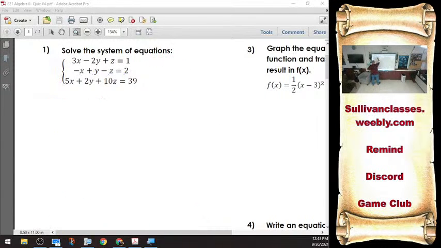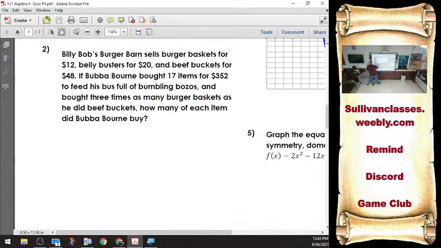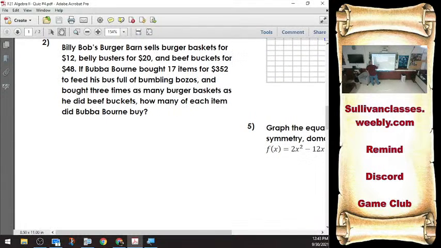I'm actually going to scroll straight down. Who here's a literary buff? We call this alliteration. And this is what happens when Sullivan can't find a word problem that he likes in the books. Billy Bob's Burger Barn sells burger baskets for $12, Belly Busters for $20, beef buckets for $48. If Bubba Bourne bought 17 items for $352 to feed his bus full of bumbling bozos and bought 3 times as many burger baskets as he did beef buckets, how many of each item did Bubba Bourne buy?